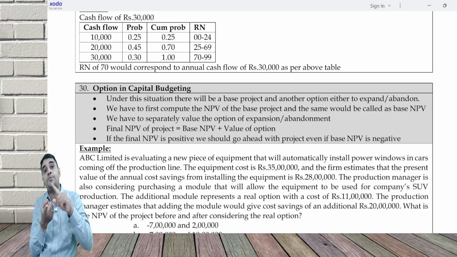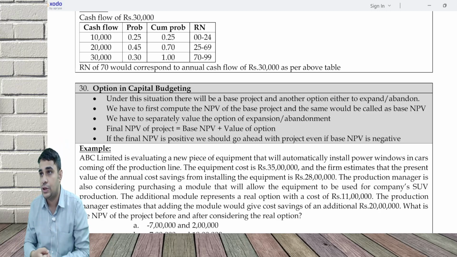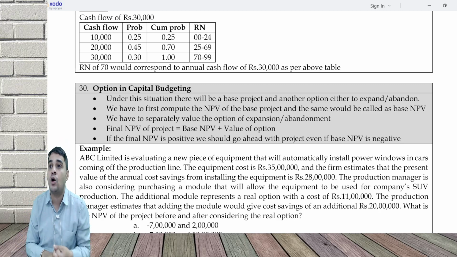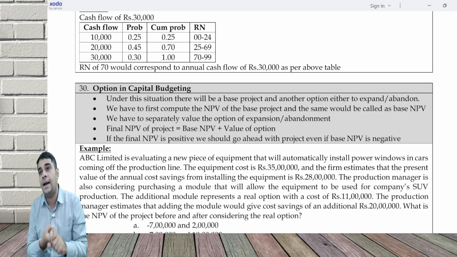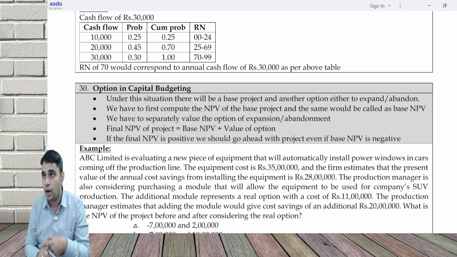So there can be an option to expand. There can be an option to abandon. Abandon is closing down a business. Option to expand is technically like a call option. Option to abandon is technically like a put option. I'll discuss that part when I go to derivatives.